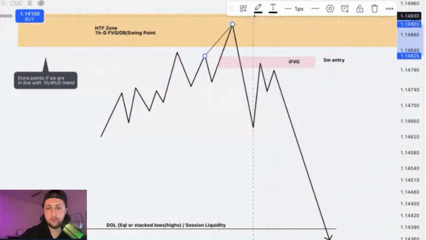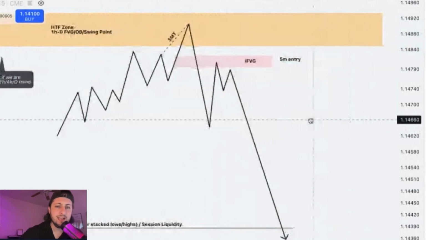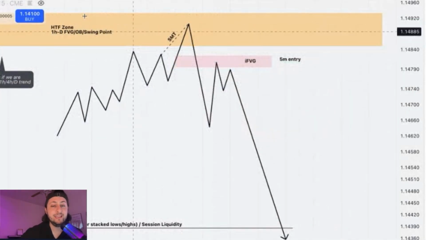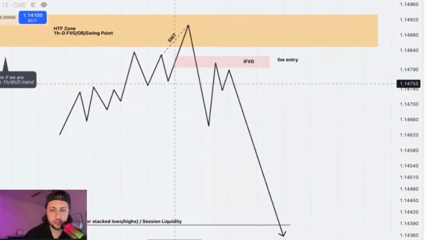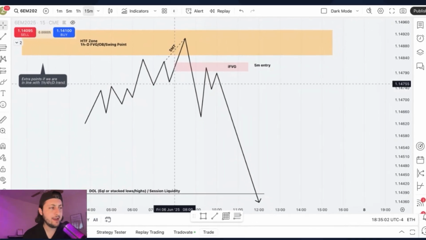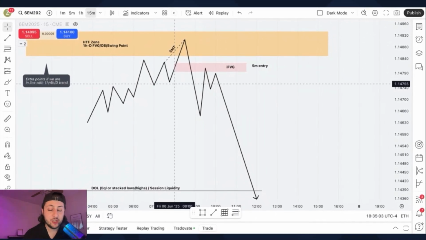So in this example, we'll be looking at SMT divergence on the ES and the NQ. That's what I primarily trade. Now, quick overview of what SMT divergence is. SMT divergence is a price action divergence between two correlated assets.